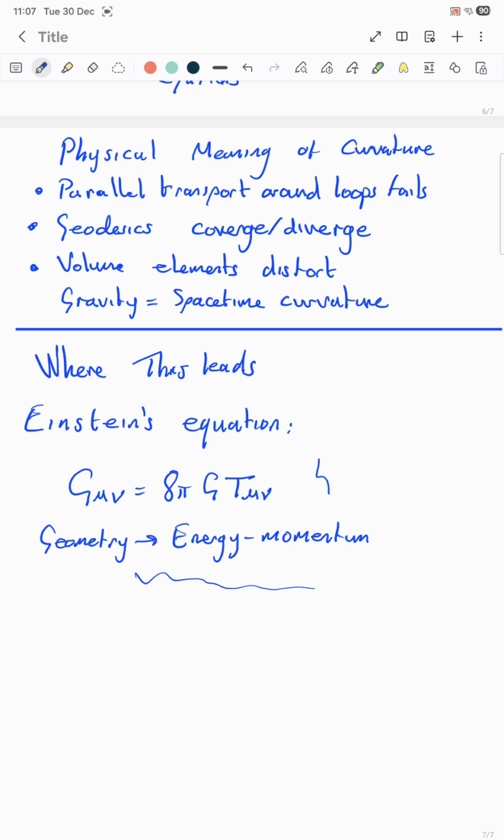And that's just a formal definition of our tensors and what we do with them.